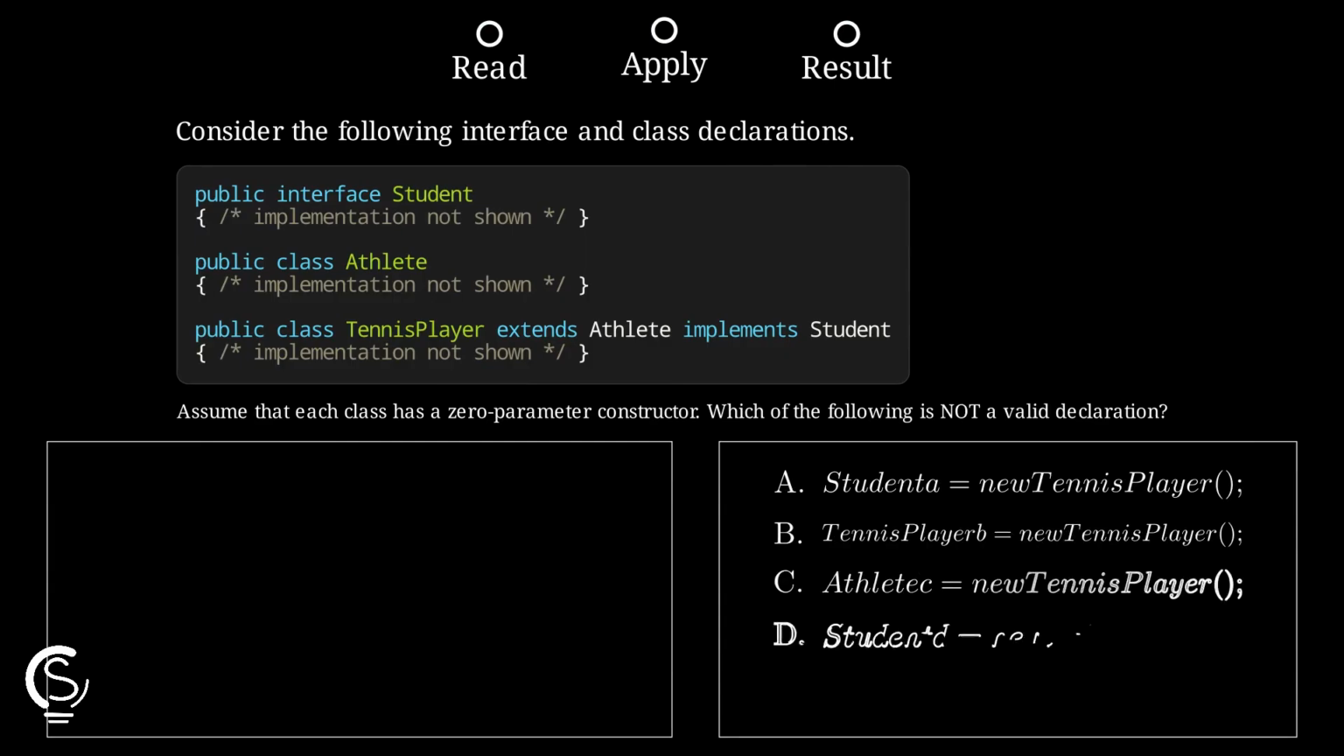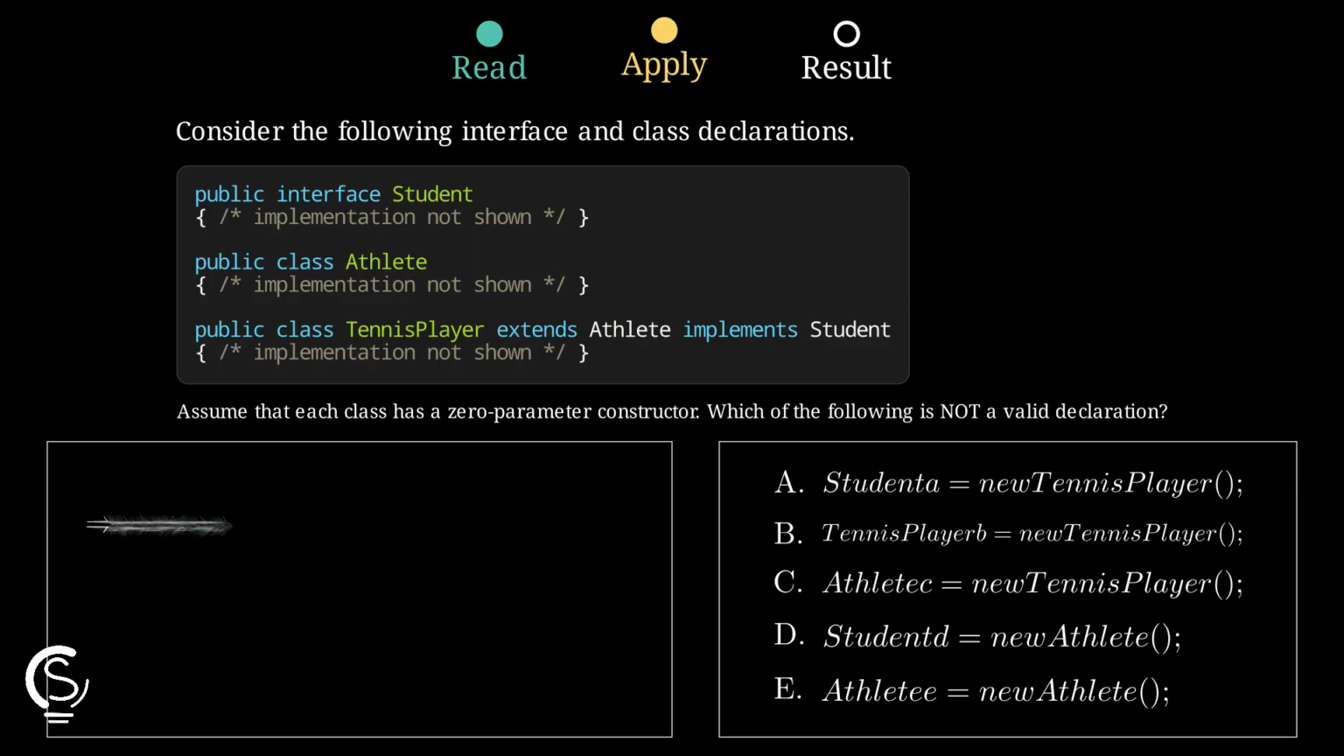First, look at the hierarchy where TennisPlayer extends Athlete and implements Student. This means a TennisPlayer object is technically both an Athlete and a Student, making those specific declarations valid. Next, we check the options. Since TennisPlayer is a subclass, it can be stored in variables of its parent types. This confirms that choices A, B, and C are correct.